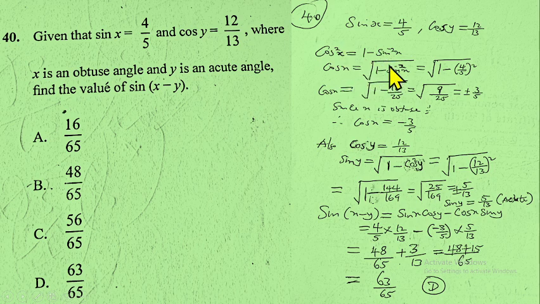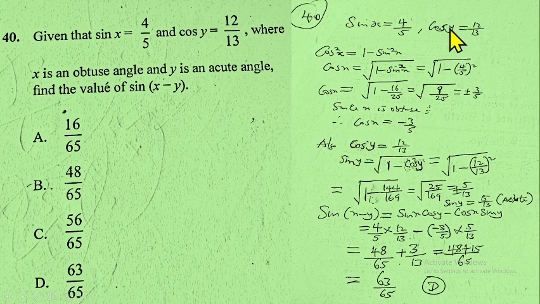That will get rid of the square. So cos x is equal to the square root of 1 minus sine square x, and sine x is 4/5, so that is 4/5 squared. Simplifying further, that gives the square root of 1 minus 16/25. Finding the LCM, that is 25 minus 16 over 25, which gives us 9/25, and that gives plus or minus 3/5. But we are told that x is obtuse, so we only consider the negative value of cos. So cos x will be minus 3/5.